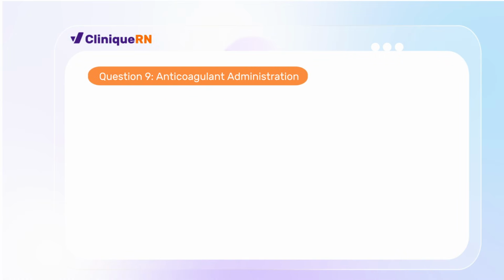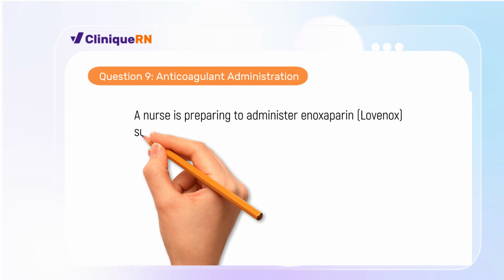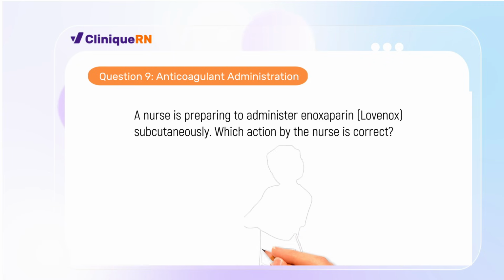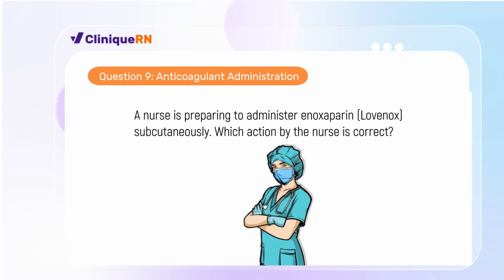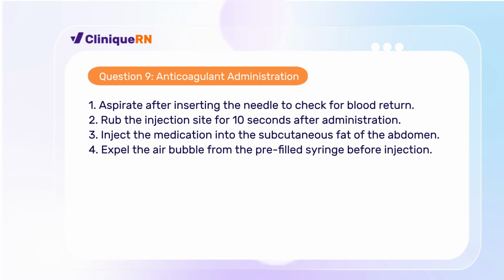Question 9. Anticoagulant administration. A nurse is preparing to administer enoxaparin, Lovenox, subcutaneously. Which action by the nurse is correct? 1. Aspirate after inserting the needle to check for blood return. 2. Rub the injection site for 10 seconds after administration. 3. Inject the medication into the subcutaneous fat of the abdomen. 4. Expel the air bubble from the pre-filled syringe before injection.